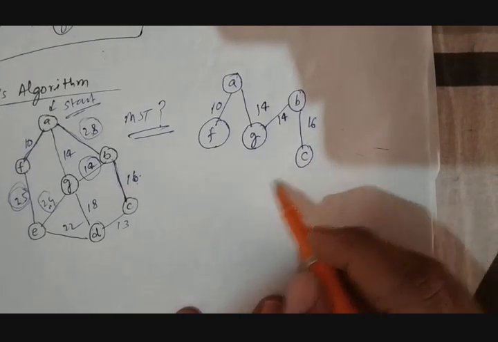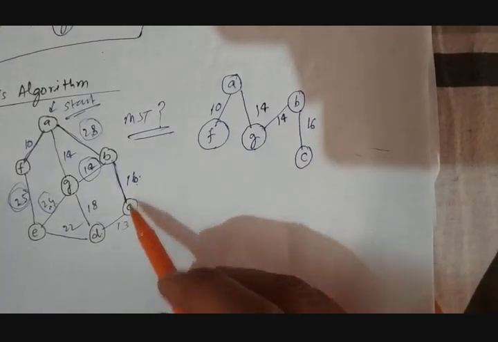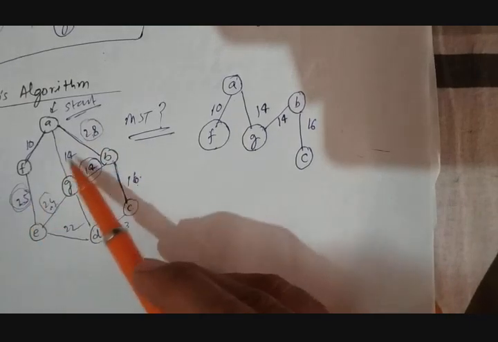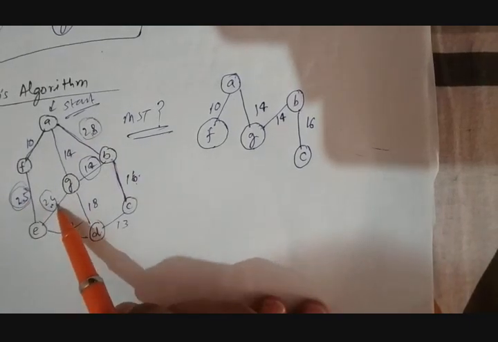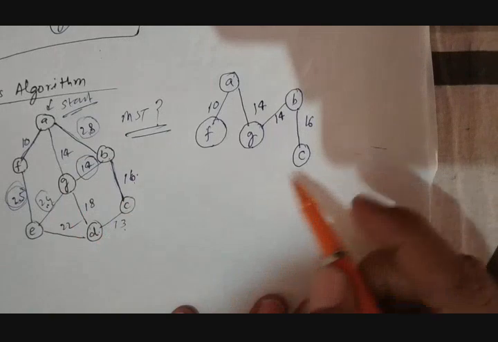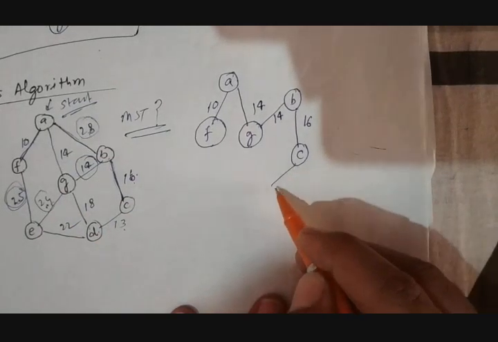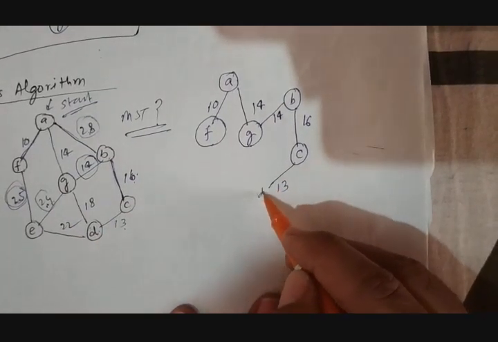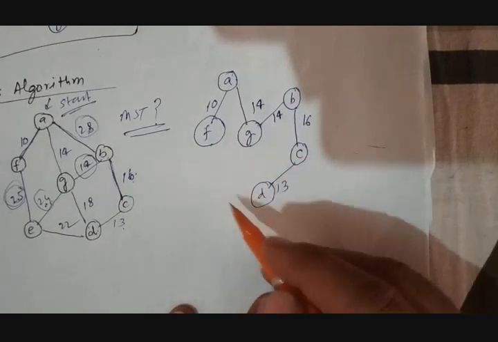Now the next option is 13. The remaining options are 28, 25, 24 and 13. So out of these four, 13 is the minimum. So the 13 edge will be considered over here, and this is also not forming a cycle.